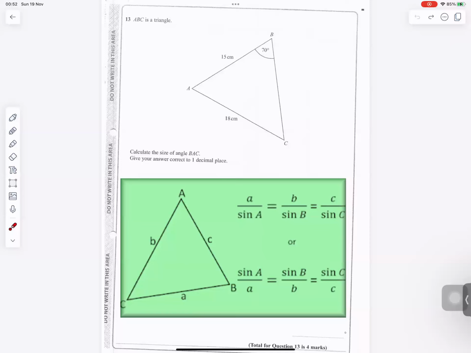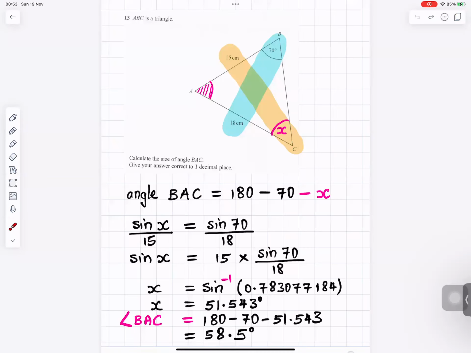Question 13, we're going to be using the sine rule. So I've put the formula for the sine rule there. That's the formula for the sine rule. It's given in the exam booklet, so make sure you check the formula for it as well.